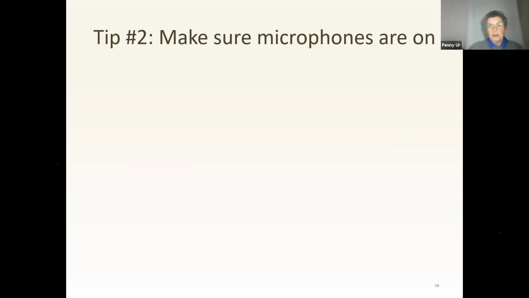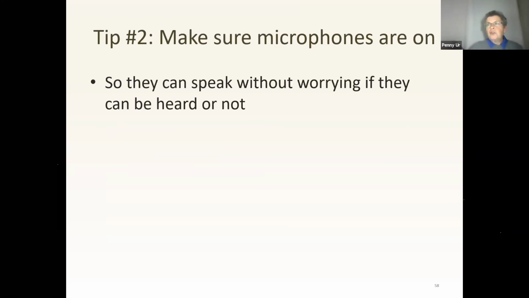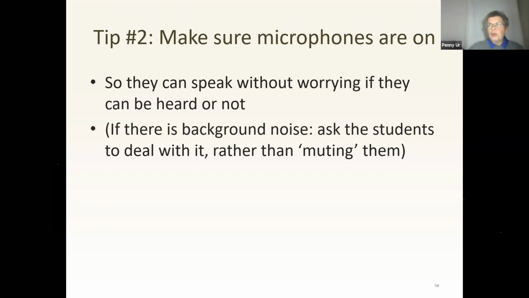Tip 2, make sure microphones are on, so you can speak without worrying if they can be heard or not. Okay, if you have an undisciplined, noisy class, there's a problem of noise, with talking a lot. But with a reasonably disciplined class, and one which is not more than 20 or so students, give or take, it makes it much easier for them to speak readily without worrying if they can be heard or not. We keep reminding, turn on your microphone, I can't hear you, and they forget. If there's background noise, ask the students to deal with it rather than muting them.